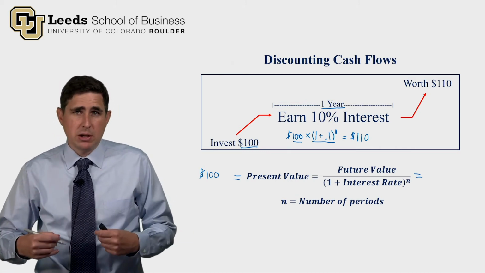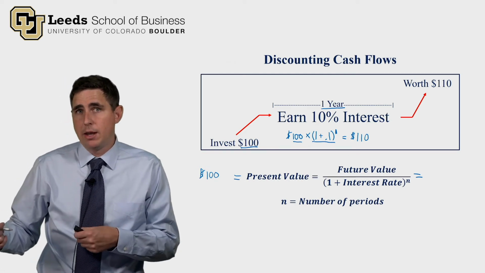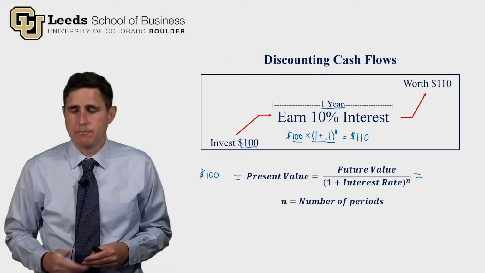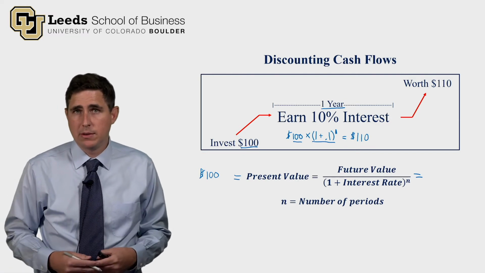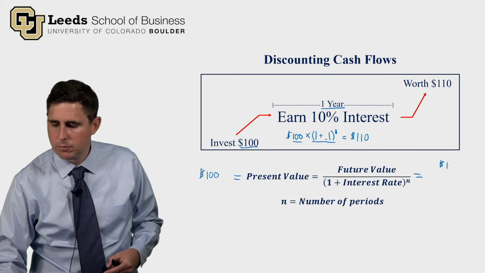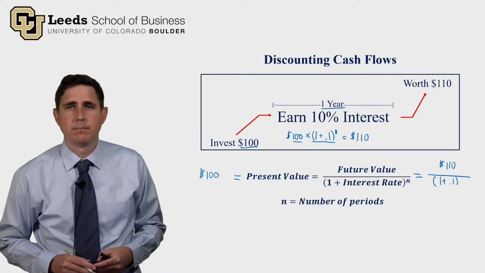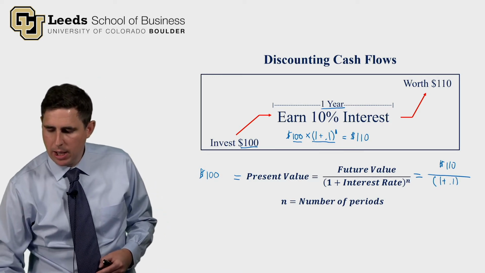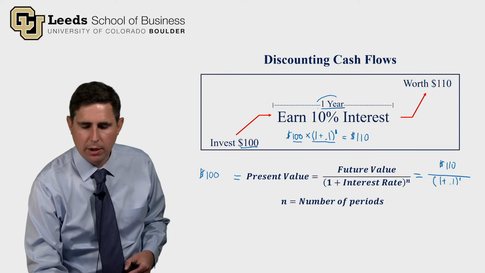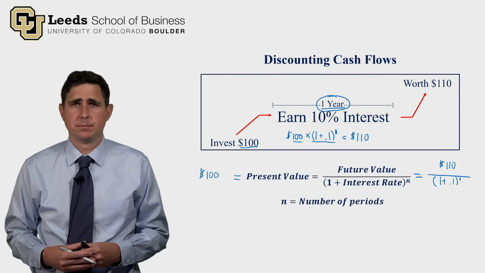The present value is equal to the future value divided by 1 plus the interest rate raised to the power of n, where n is the number of periods. So let's go through how this is computed in this case. The future value here is $110, and we'll divide by 1 plus the interest rate raised to the power of n, where n equals 1, because it's just the 1 year period. If it were 2 years, we'd raise it to the power of 2.